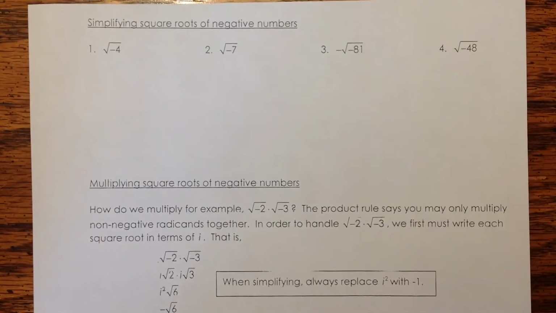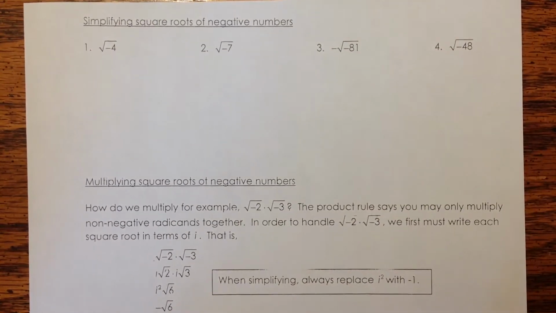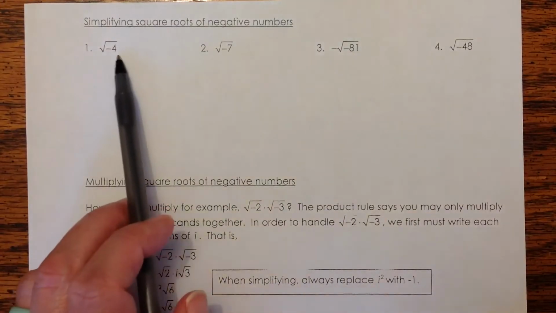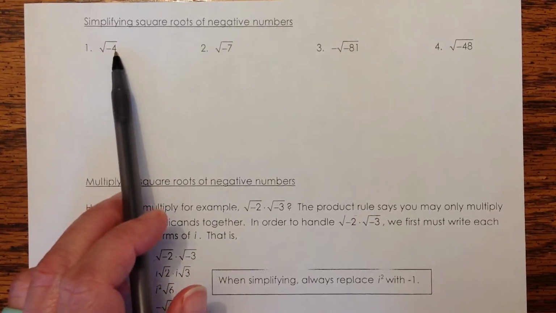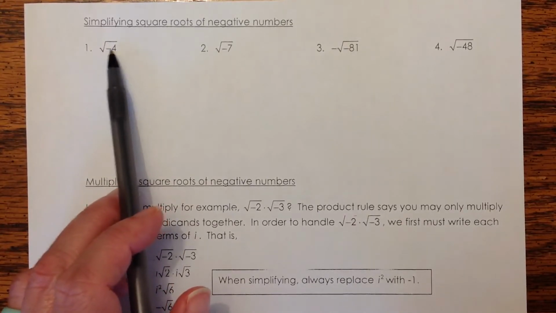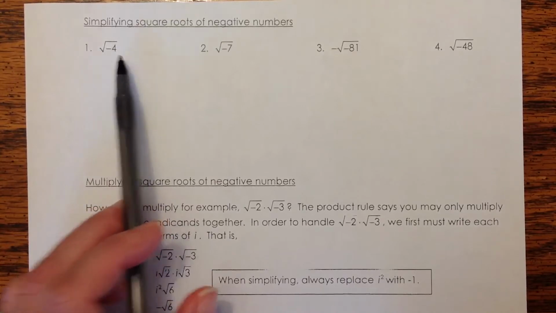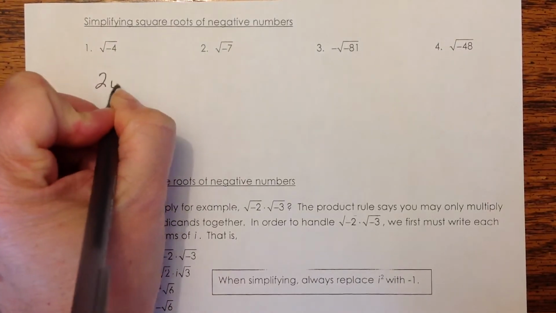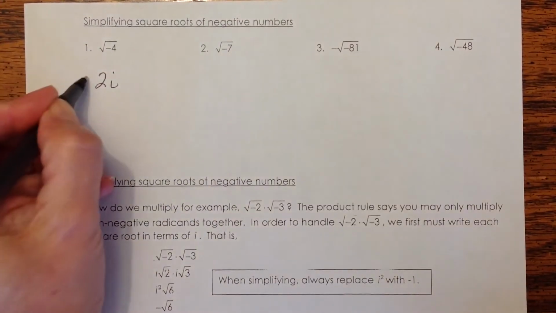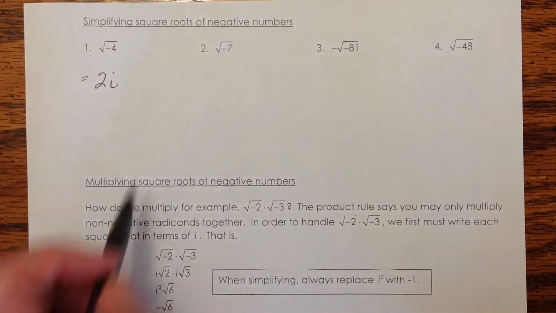So now we're going to look at taking some square roots of negative numbers and simplifying them. So if I'm in the complex number system, every time I see a negative under a square root, I will take that out as i. And any other value, I will apply the simplifying rules we've already learned. So the square root of 4 is 2. The square root of a negative is i. So my answer is 2i.